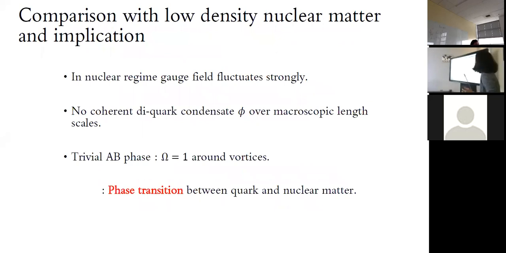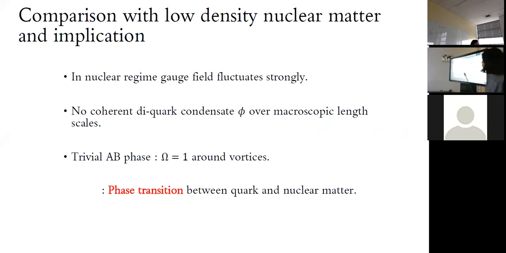So now I'm going to do a comparison with low density nuclear matter. In the nuclear matter regime, first of all, phi, the condensate, is 0. Remember that in both ordinary superconductors and the quark matter side, it's really this macroscopic di-electron or di-quark object that pinned the gauge field to its value far away from the core of the vortex. So that is what is providing the Aharonov-Bohm phases. If you don't have that, then nothing pins the gauge field far away, and so it fluctuates strongly. If you computed the Aharonov-Bohm phase, you would get a phase of 0, and so omega would be 1.